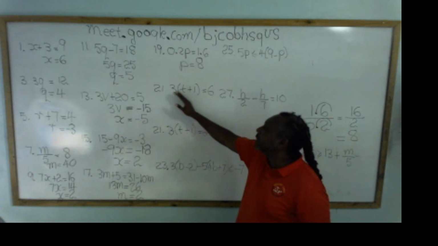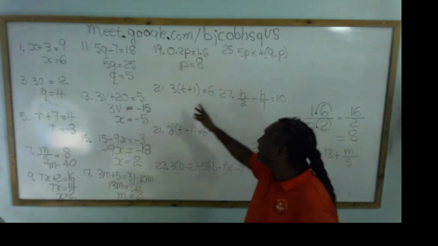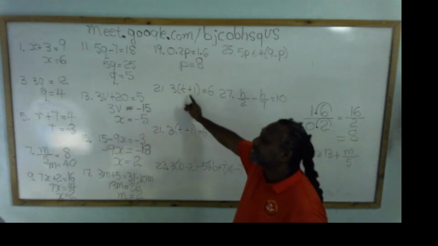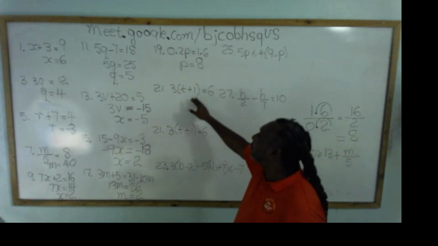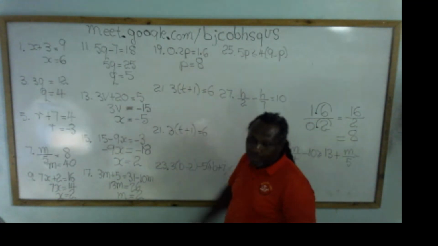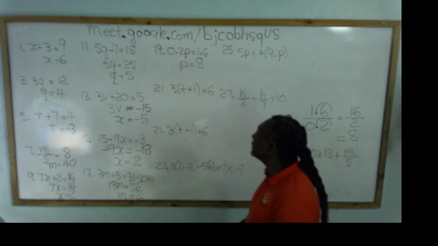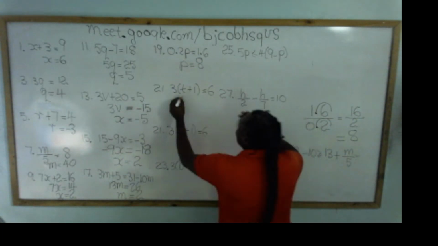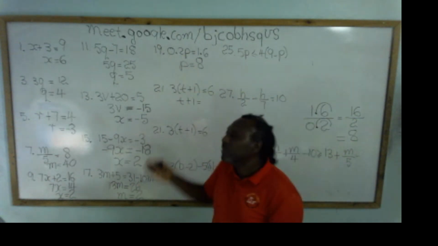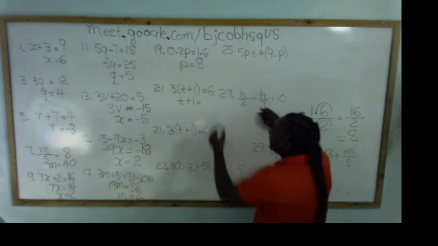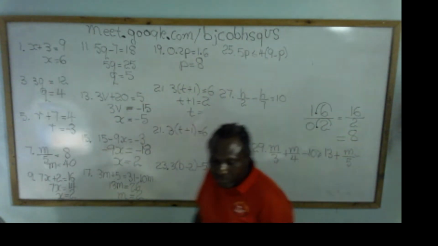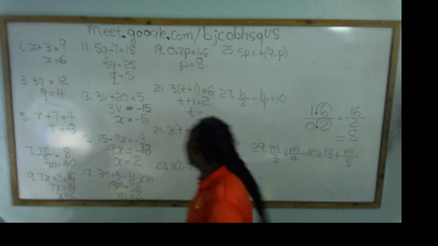So 3 is multiplying the contents of the parentheses that contain what? The unknown. So the unknown is within those parentheses that is being multiplied by 3. So we can eliminate 3 by division. When we divide by 3, we get t plus 1 is equal to, of course, because we divided by 3 on the left-hand side, we need to divide by 3 on the right-hand side also. So the result there is 2. And finally, t is equal to 2 minus 1, which is equal to 1.